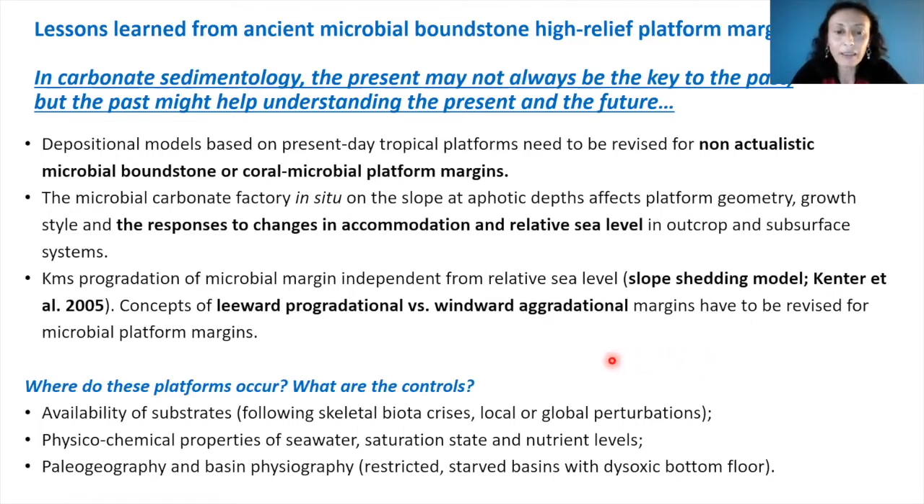Where can we find them? Probably in a specific confined basin with high supersaturation of seawater with respect to carbonate minerals, probably oligo to mesotrophic, and in a confined basin rather than in the open ocean.